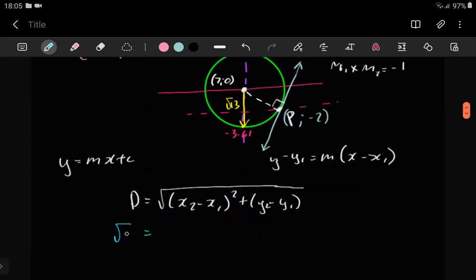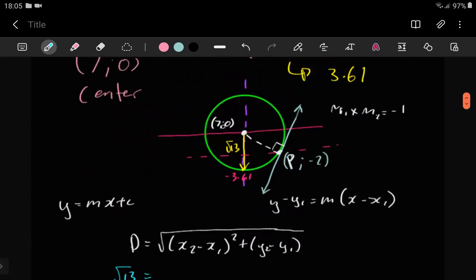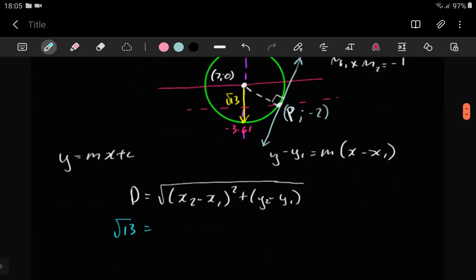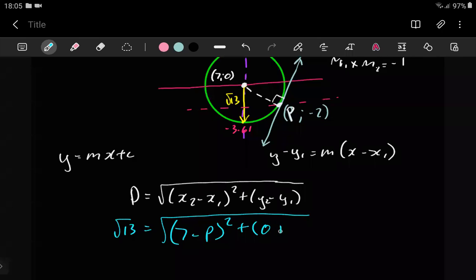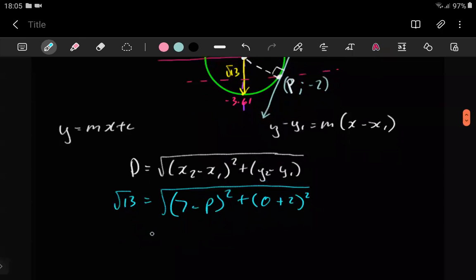So here, distance is square root of 13. Here we can just say 7 minus p. Let's do that, 7 minus p. And then here we can just say 0 minus -2. It's going to be a plus. We can square both sides. And then this is going to be 13.